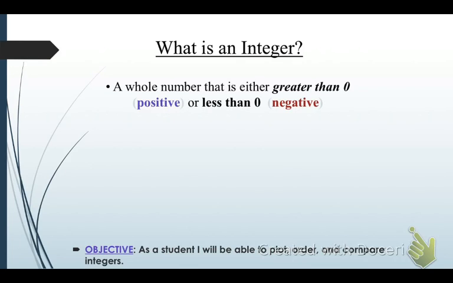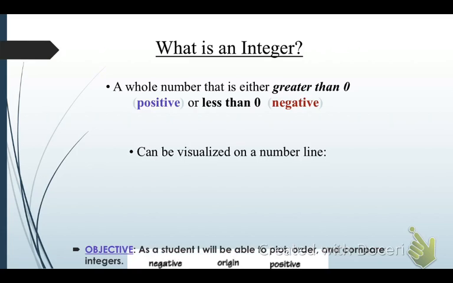Well, an integer is a whole number that is either greater than 0 or less than 0. Numbers that are greater than 0 are positive. Numbers that are less than 0 are negative. These can be visualized on a number line.